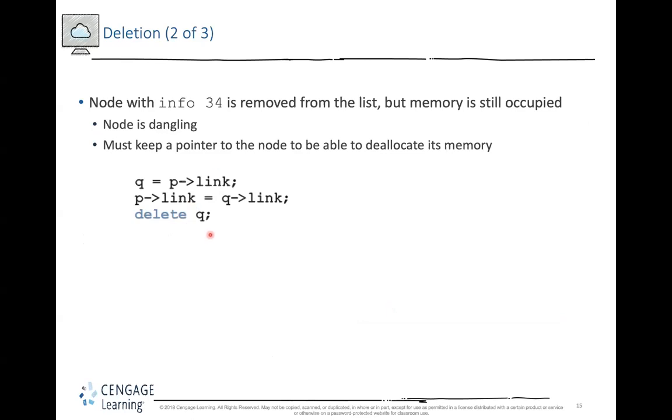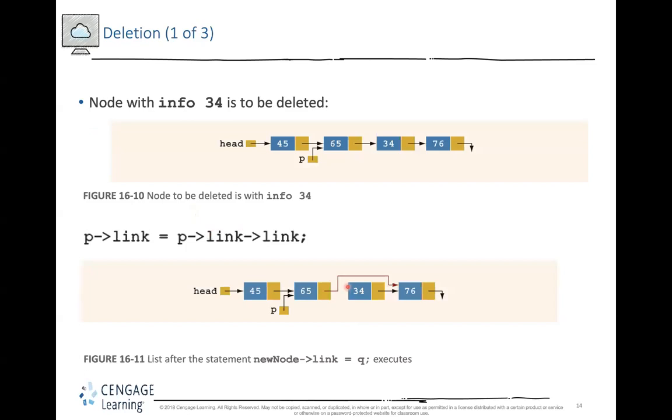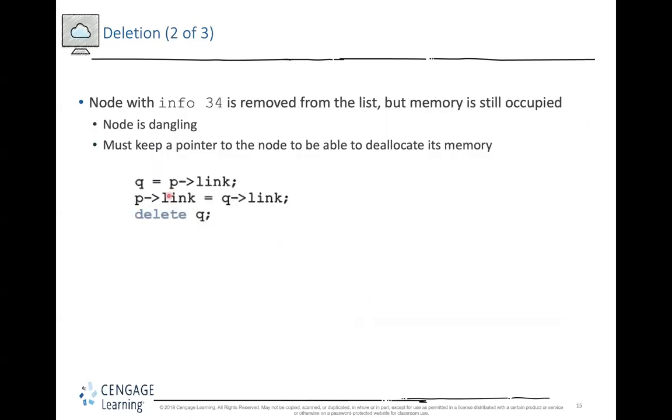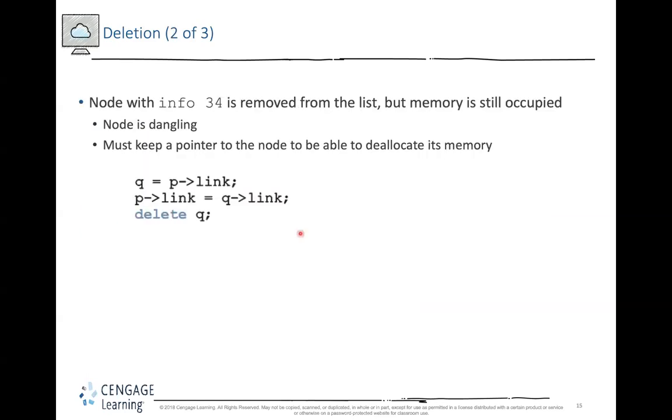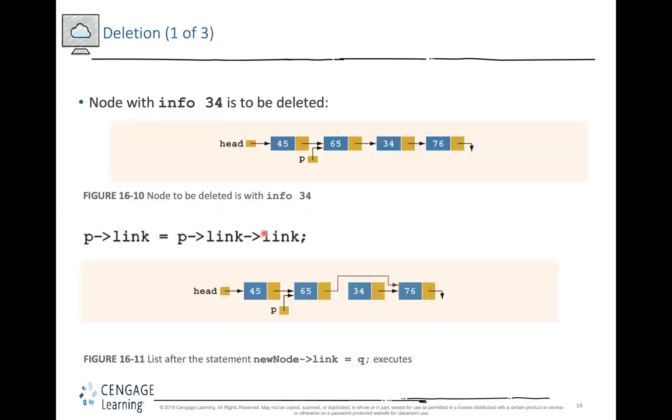And to do that, you still need to have something to point to this node. Otherwise, we don't have a way to deallocate. So we may use a helper pointer. We'll have a new pointer Q. So we're going to remember that node that we're going to delete first. Then we're going to update P's link to the node that's after it, so basically that's going to be Q's link. Once that's modified and the list is good now, let's deallocate the object pointed to by Q, basically the original node 34.